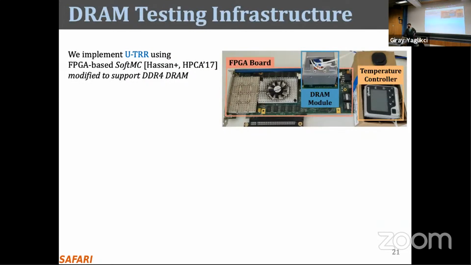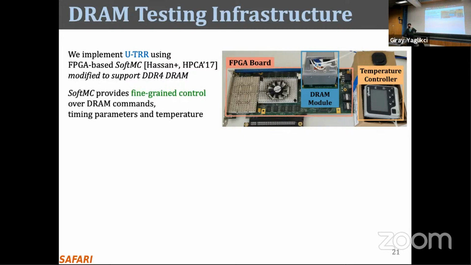So to implement UTR and conduct the DRAM experiments, we use SoftMC, which is an FPGA-based DRAM testing infrastructure. We modified SoftMC to support DDR4 modules. We use SoftMC because it provides fine-grained control over DRAM commands, timing parameters, and temperature. By using this FPGA infrastructure, we basically get full control over what commands are sent to the DRAM, right?